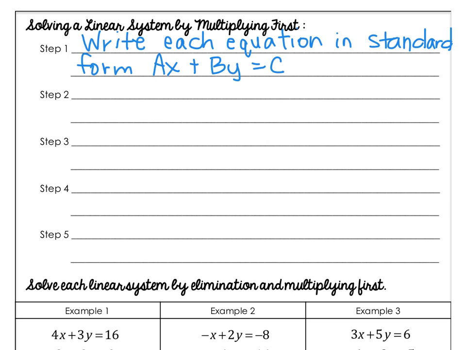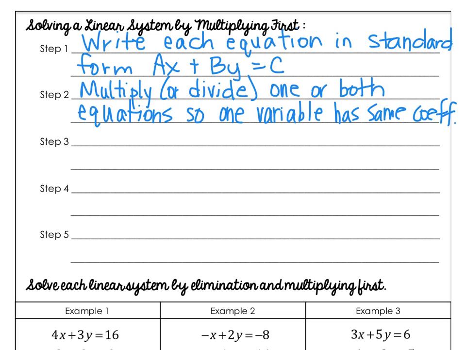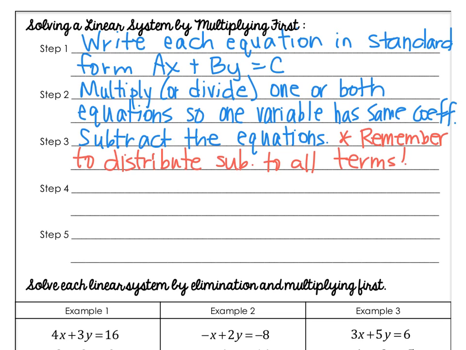All right, moving on to step 2. You need to multiply or divide one or both equations so that one variable has identical coefficients. And I'm going to say that this is sometimes not necessary if the system already starts with opposite coefficients. Once you have multiplied so that you have the same coefficient, you're going to subtract the equations, remembering to distribute the subtraction symbol to all terms. I'm emphasizing that last part because this is the most common mistake. Students will distribute to just the coefficient that they're trying to eliminate and not every term.